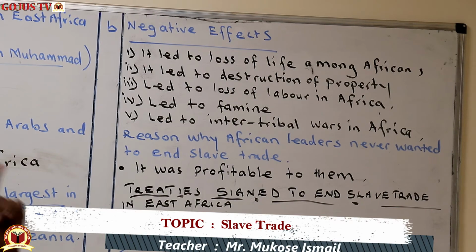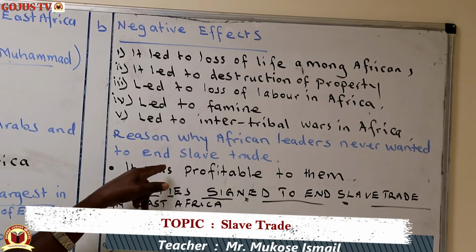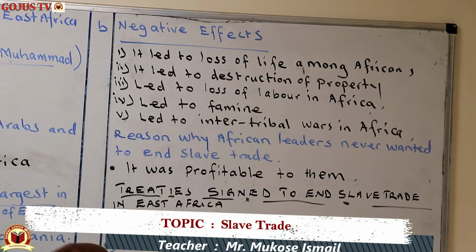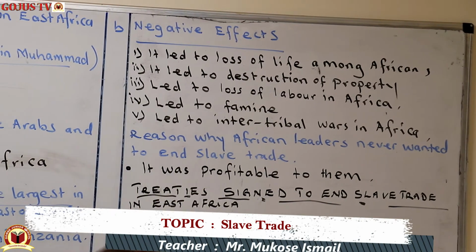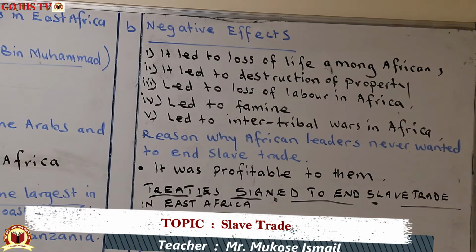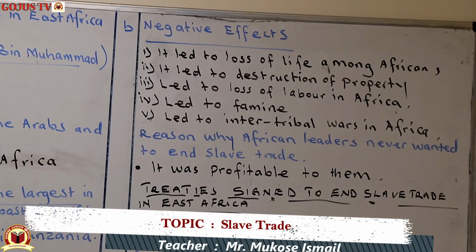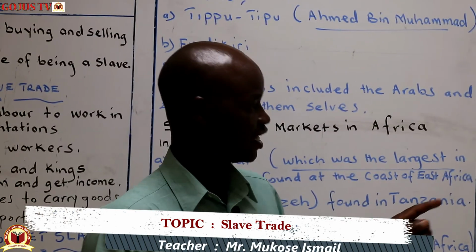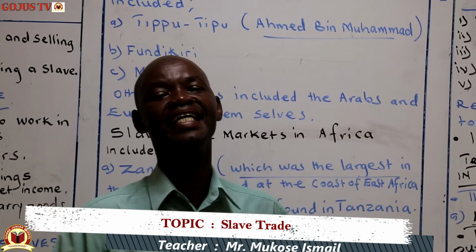Now, there was a major reason why African leaders never wanted to end slave trade. The major one was it was profitable. They were gaining a lot from them. Therefore, it was profitable to them. However, time came after the foreigners realizing the negative impact it had on the Africans. Slave trade had to come to an end.